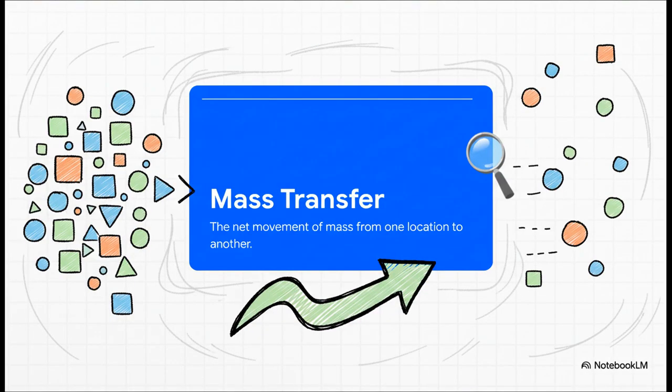So at its heart, mass transfer is just stuff moving from a place that's crowded to a place that's not. That's it! It's like nature just wants to even things out. And this one simple idea is one of the most powerful tools in all of science and engineering.